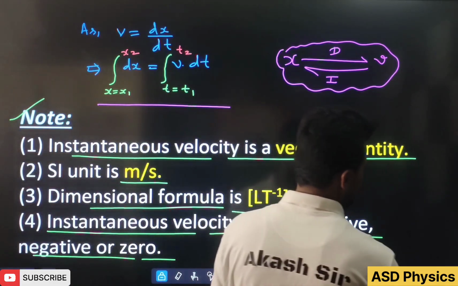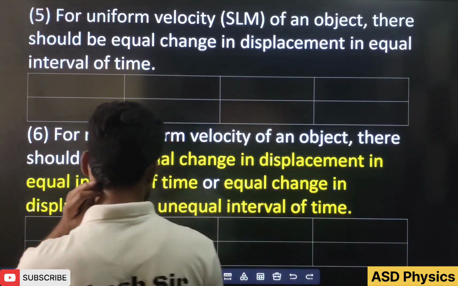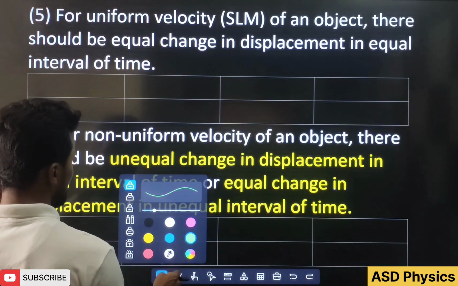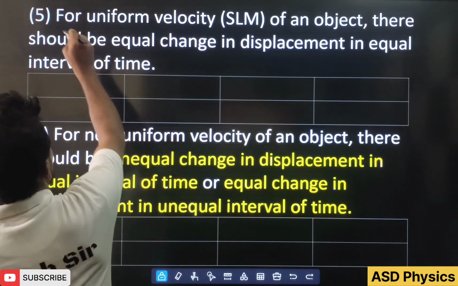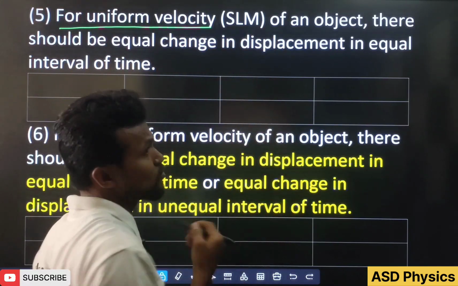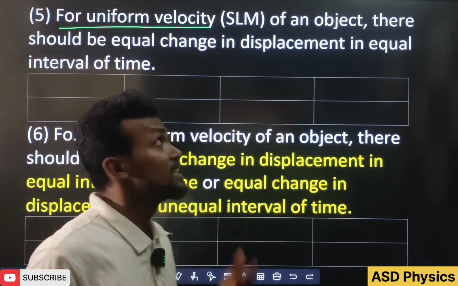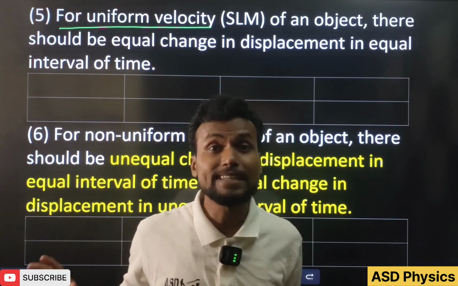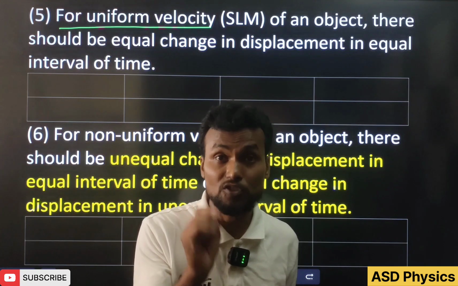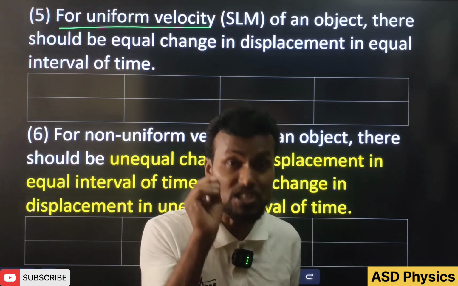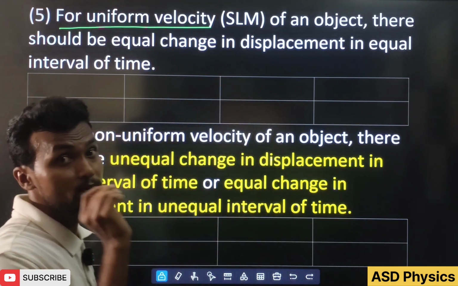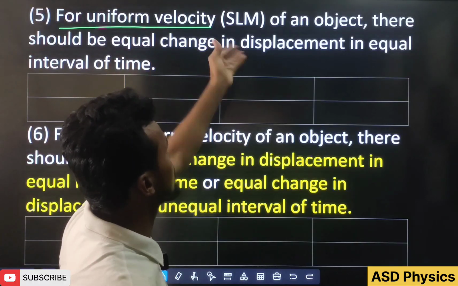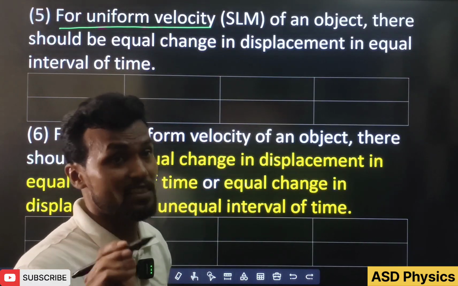Okay, great. After seeing instantaneous velocity, we are now seeing some more important points. See the next point here. Uniform velocity will always take place in a straight line motion, SLM, because uniform velocity means the magnitude should not change and the direction also should not change, and that is only possible in a straight line motion. Remember that it will always be helpful for you: whenever there is uniform velocity, it will always take place in a straight line motion.